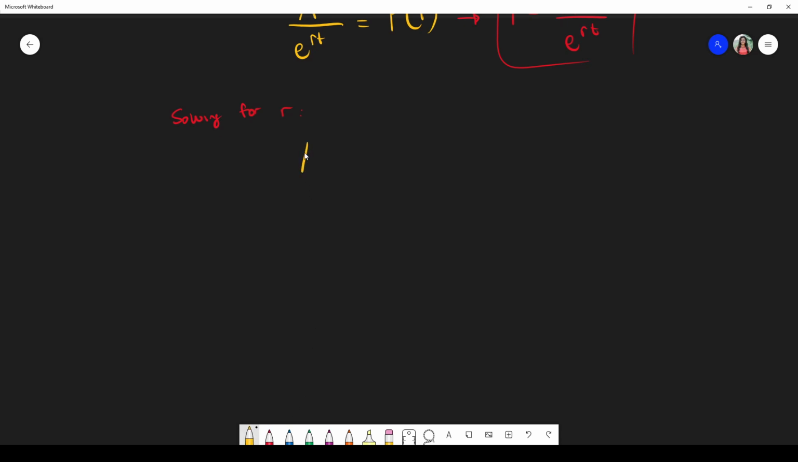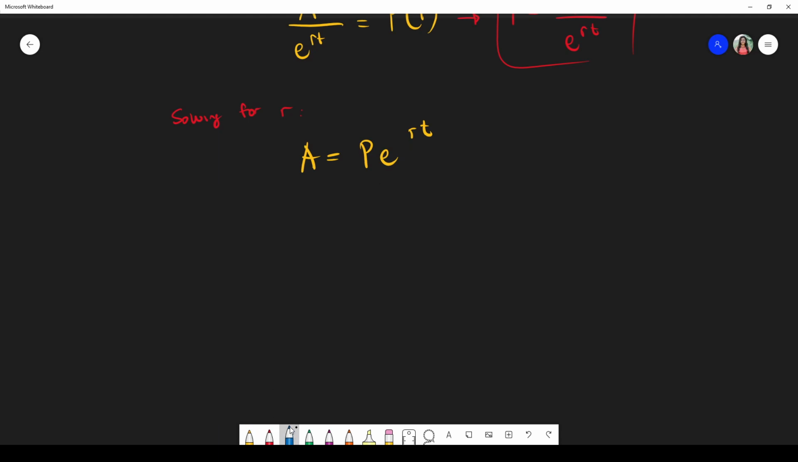Now let me write down the exponential growth formula again. So what we have to do now is to isolate r on one side of the equation and the other variables on the other side of the equation. But this is where it gets tricky because our r is an exponent of our Euler's constant, right? So how do we isolate r given that it's an exponent of our Euler's constant?